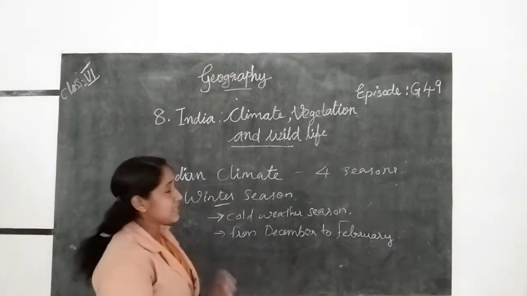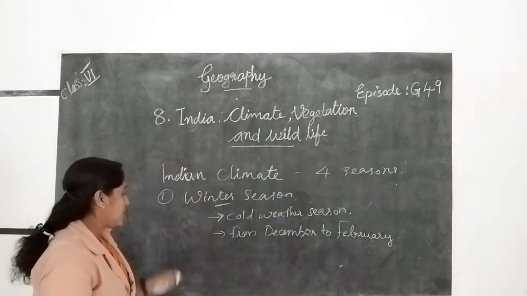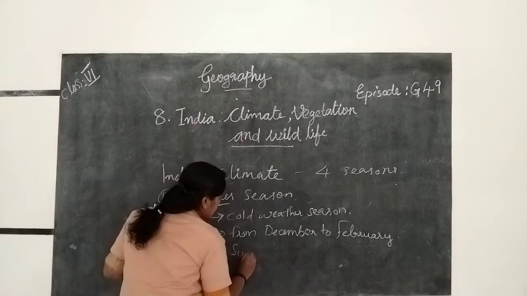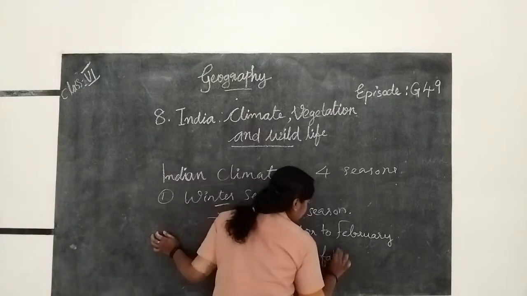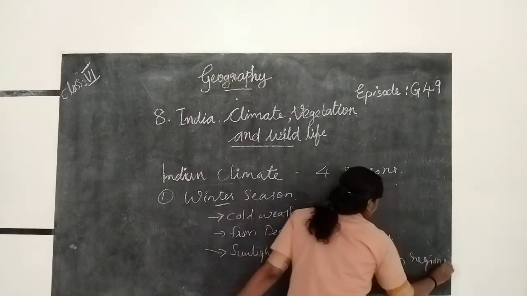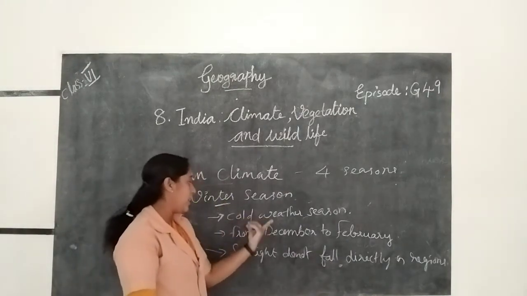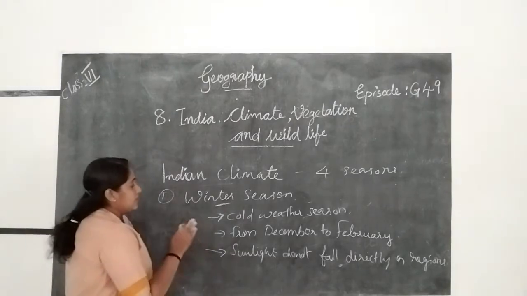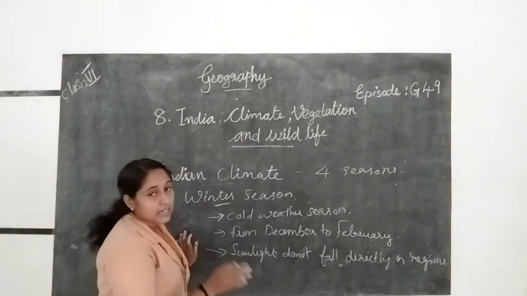During this season the sun rays do not fall directly in the region. So in the winter season, sunlight does not fall directly in that particular region. In the winter season, the weather is cold and it's from December to February. In the months December to February, India has the winter season. In this season, the atmosphere is very cold and the sunlight does not fall directly.